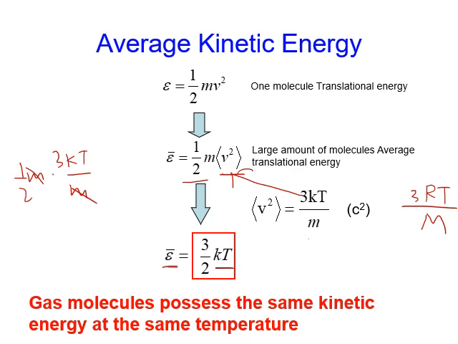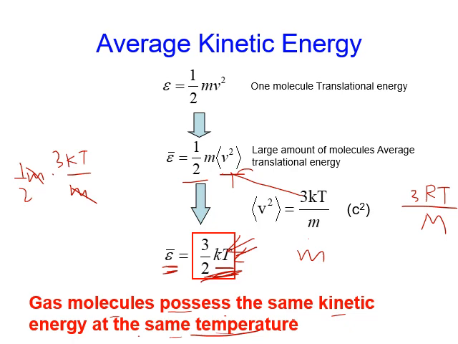And what it says is that for all gases, no matter what the gas is, nitrogen, neon, helium, they all have the same kinetic energy if temperature is constant. Why? Because this equation does not have mass. It doesn't matter whether the gas is heavier or lighter. It has the same kinetic energy as long as it has the same temperature. So gas molecules possess the same kinetic energy at the same temperature. Temperature is a measure of average kinetic energy. Increase temperature, increase average kinetic energy.